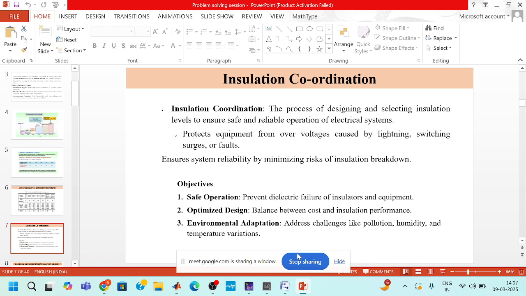Now next we see insulation coordination. Insulation coordination is a process of designing and selecting insulation levels. Why are we providing insulation coordination? Because we want safe and reliable operation of electrical systems. By doing this, we can protect the equipment from overvoltages caused by lightning, switching surges, or any types of faults. So basically it provides safe operation, optimized design, and environmental adaptation, like addressing challenges such as pollution, humidity, and temperature variations.